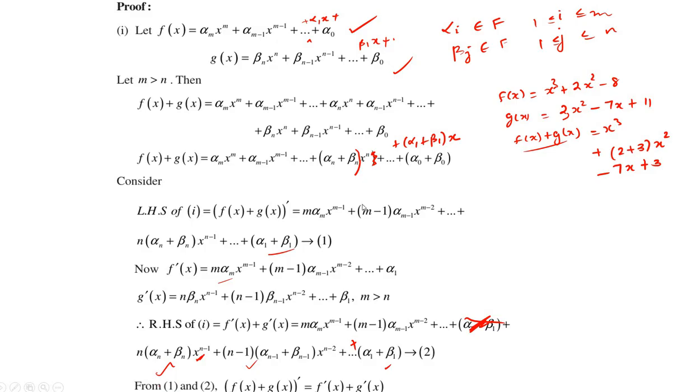Now you consider equation 1 and equation 2. Both are the same: m alpha m x power m minus 1, m minus 1 alpha m minus 1 x power m minus 2, and so on up to alpha 1 plus beta 1. So that proves the first rule, namely the sum rule.